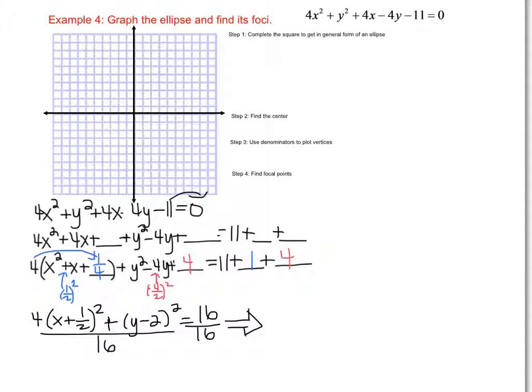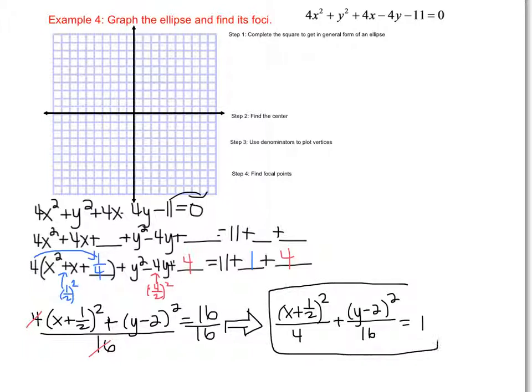So look this way. If I reduce the 4 and the 16, I'm going to get that term x plus 1/2 squared over 4 plus y minus 2 squared over 16 equals 1. And that's our general form of the ellipse that we're going to work with. You can see your center is (h, k), so let me just write here, step 1, see below.